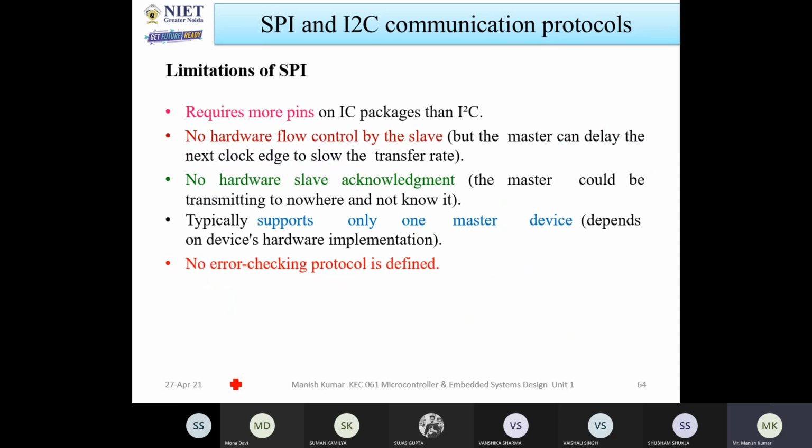Now, what are the limitations? The first limitation is it requires more pins on the IC package than I2C. The second thing is no hardware flow control by the slave. Slave cannot control the master. You can remember, that's why there is no hardware flow control by the slave.